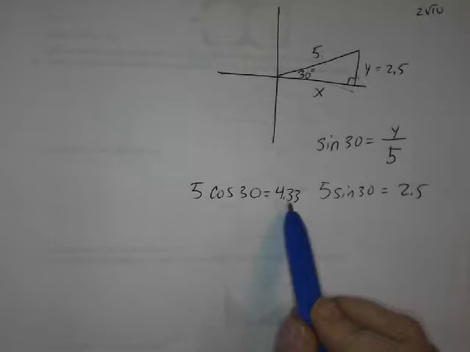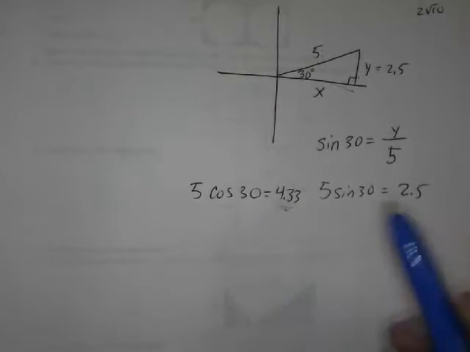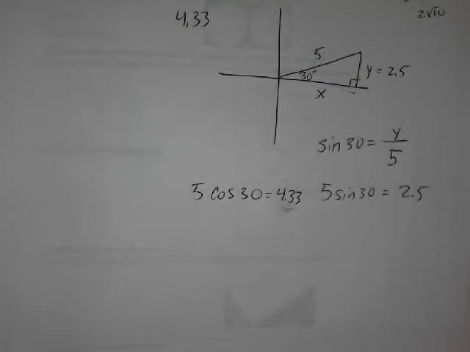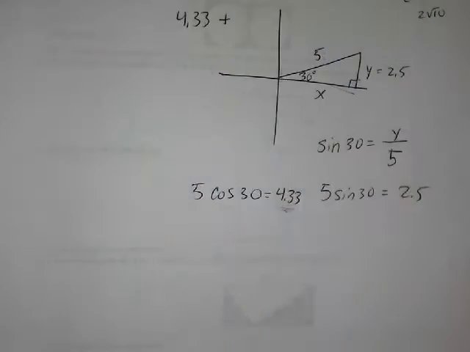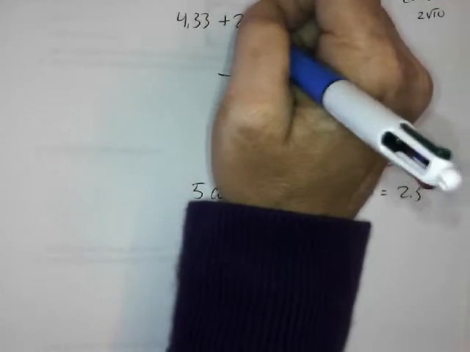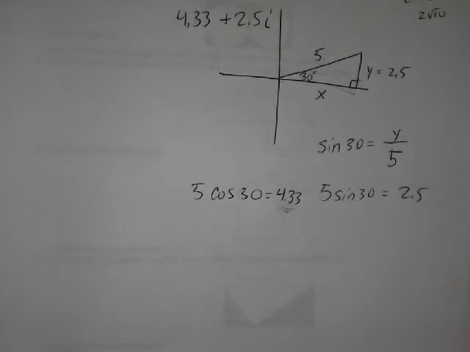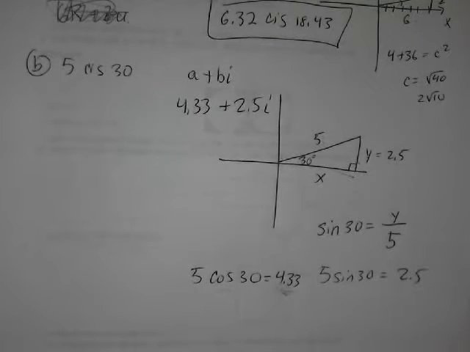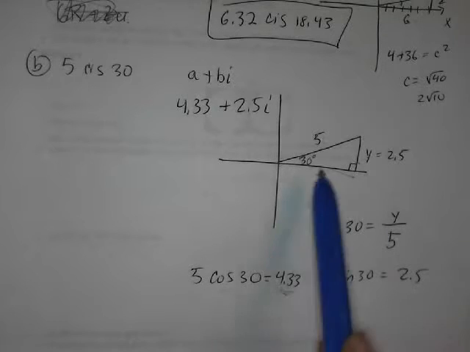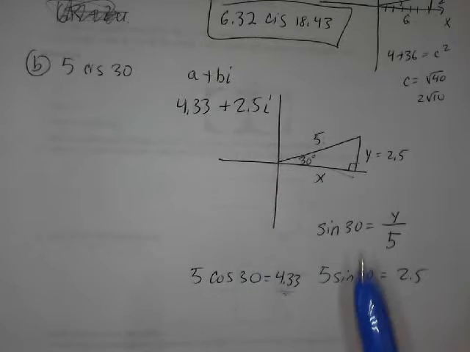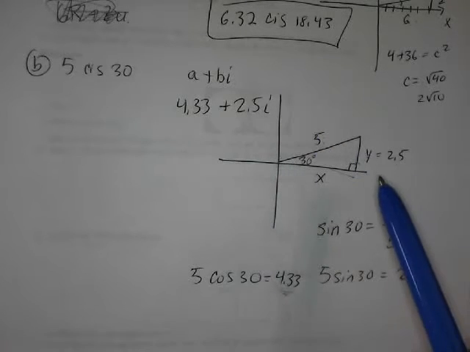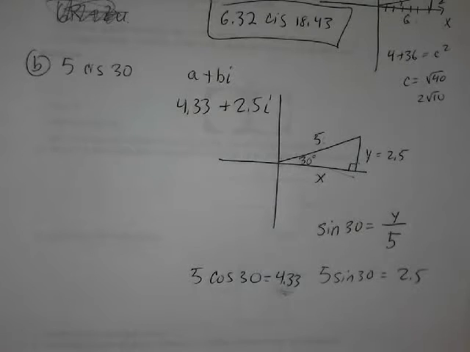So the cosine gave me my x value, so that would be 4.33, plus 2.5i. That's a plus bi form. So we found it by using, you can find the x-coordinate by using cosine, like hypotenuse times cosine of the angle. And then you find the other one by saying hypotenuse times sine of the angle. And that was letter B.